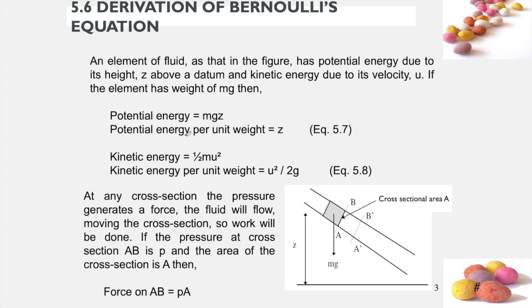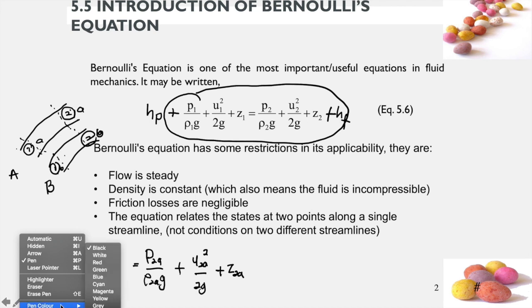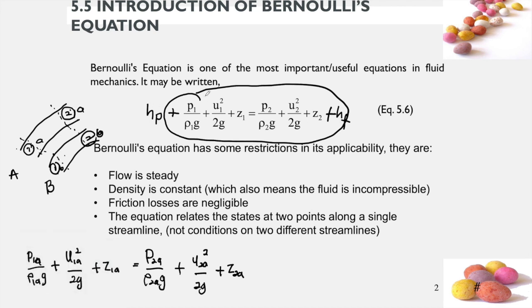Next. In Bernoulli's equation, there are three elements that have been considered to derive it. As you can see here, there are three different terms: the first term, the second term, and the third term.